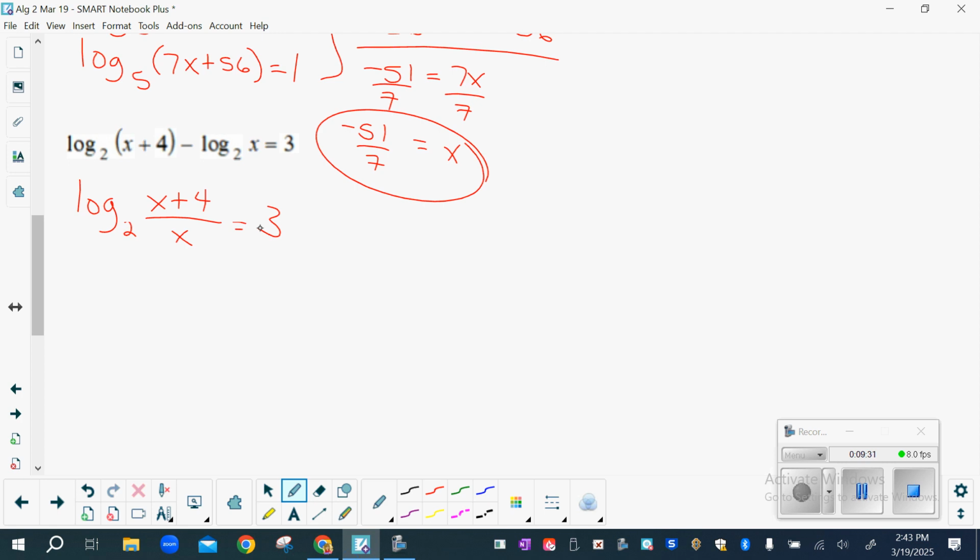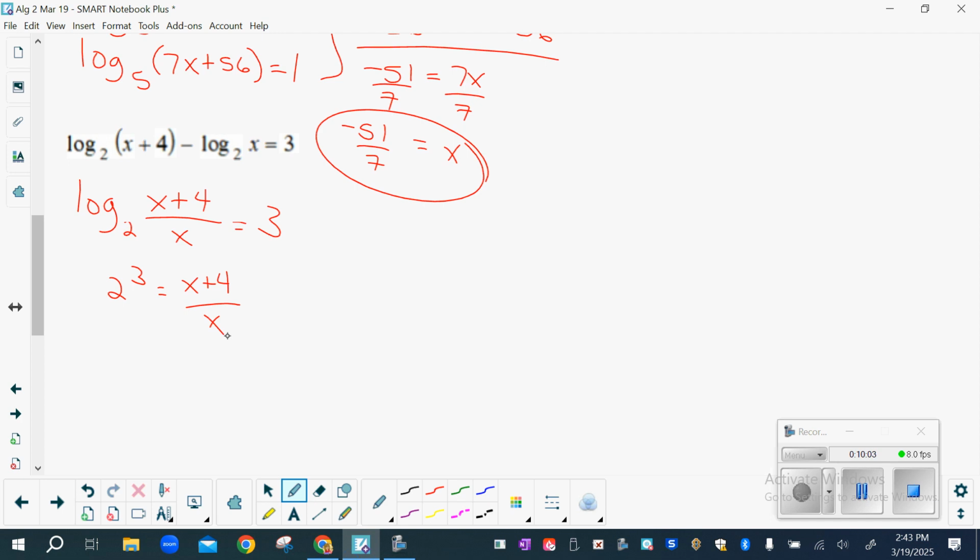And then any idea what to do next? Somebody else besides Henry know what to do next in this group? So the really common answer: we can't multiply by 6 because we have the log base 2 of that. So we have to change its form. Put 2, 3, and switch the side. Yes. Base is 2, exponent 3 equals x plus 4 over x. Does that make sense? Okay.